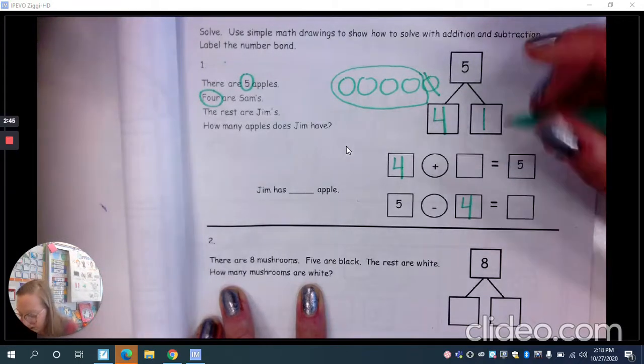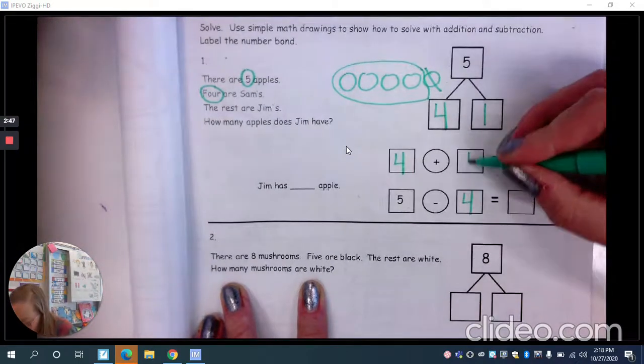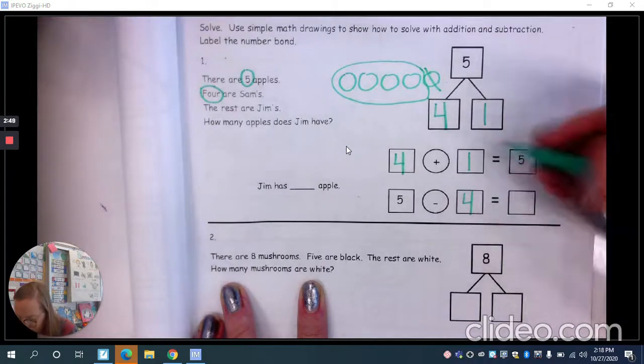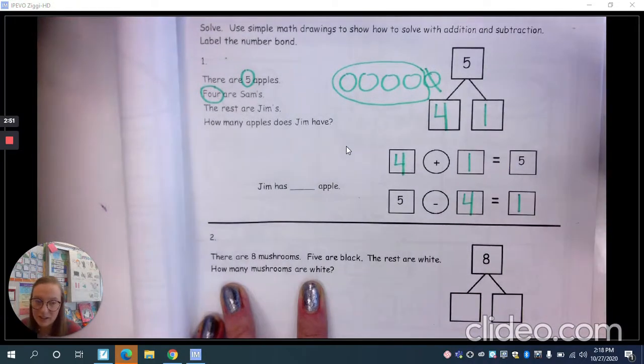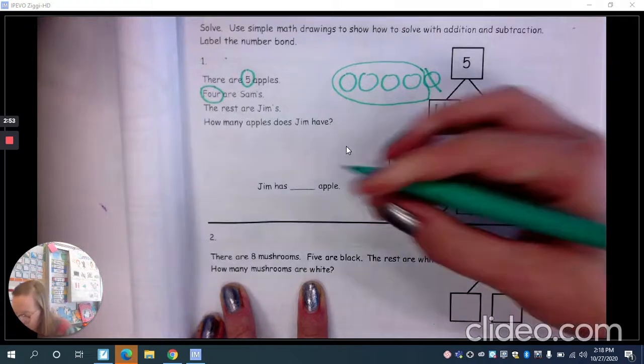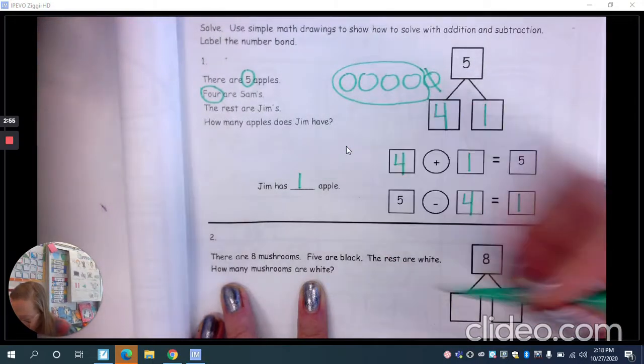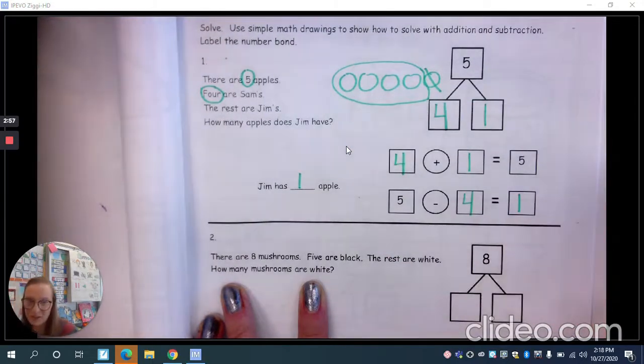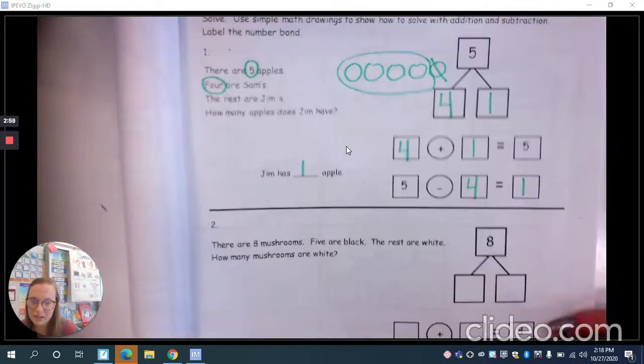So now I can fill in my missing part. 4 plus 1 equals 5. 5 minus 4 equals 1. Jim has 1 apple. Great job, friends. We just solved that first problem.